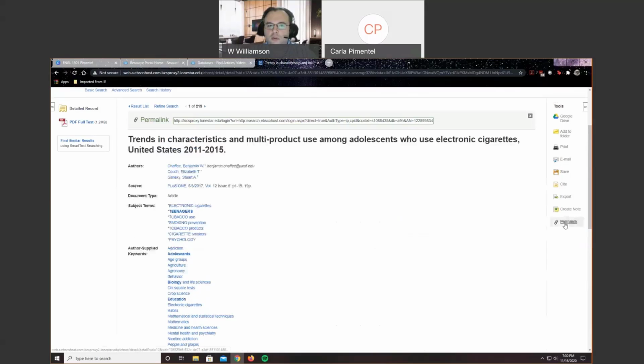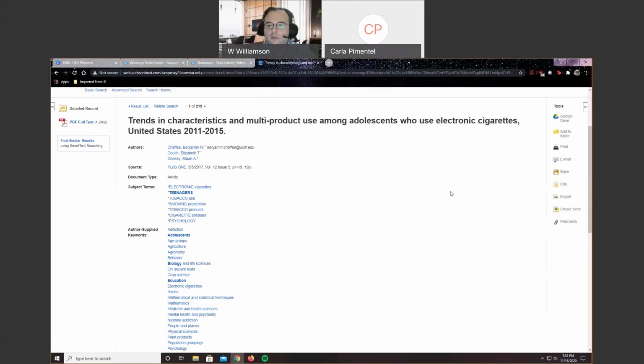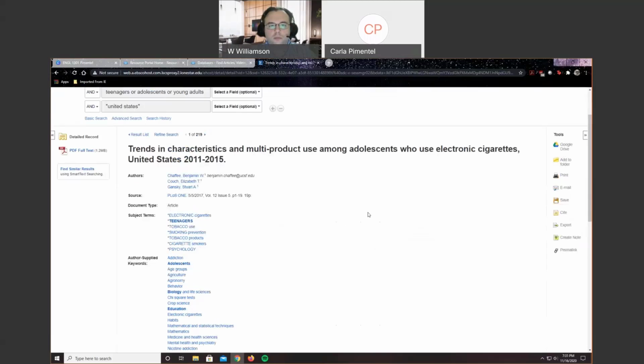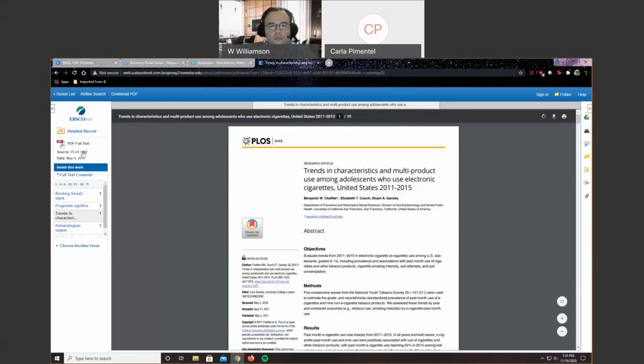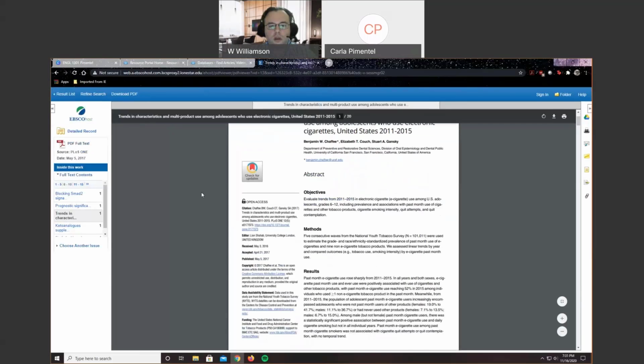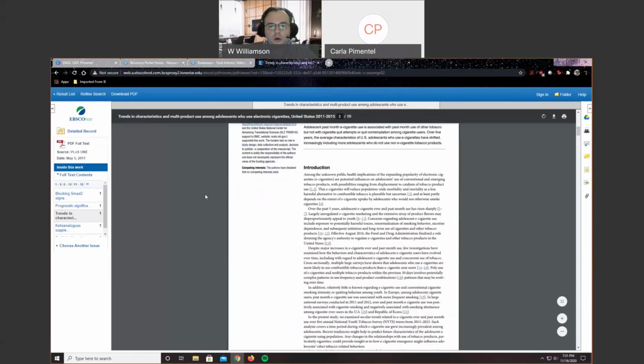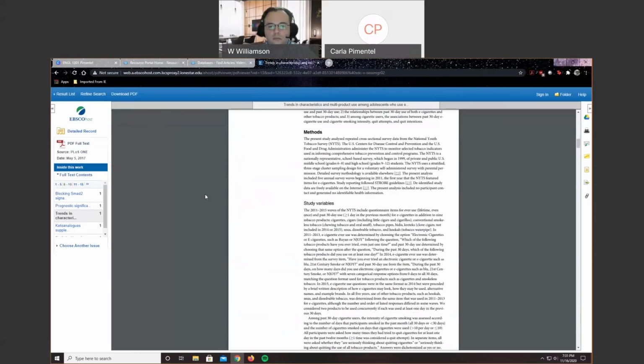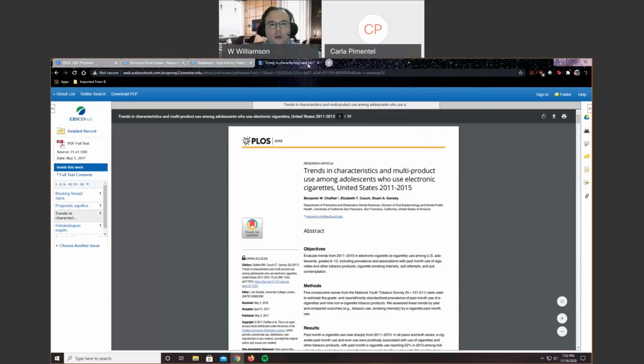Use a permalink to attach it to a D2L. Or I can attempt to save it to a Google Drive there as well. And then finally, the full text is going to be over here on the left-hand side. And you can see I can view the academic article here. Okay, so I'm going to go ahead and close this database.